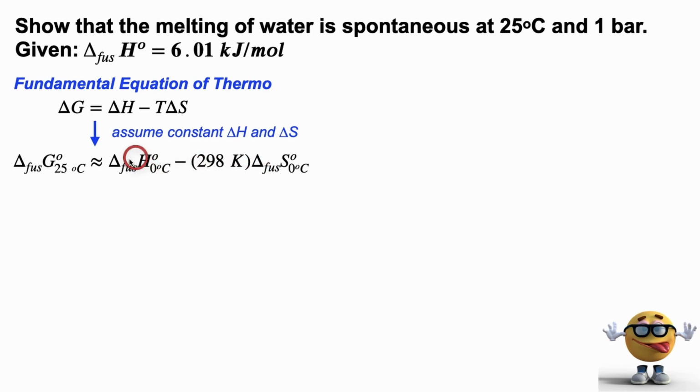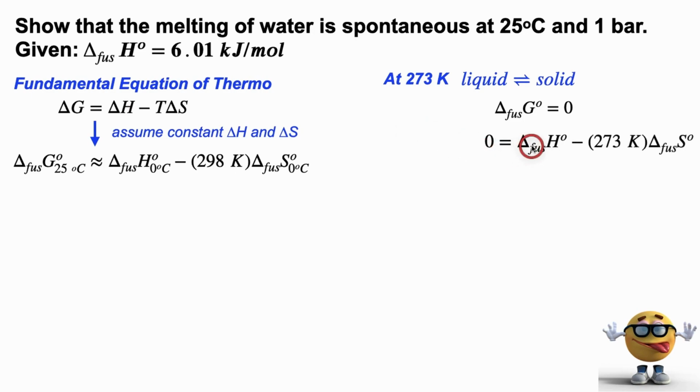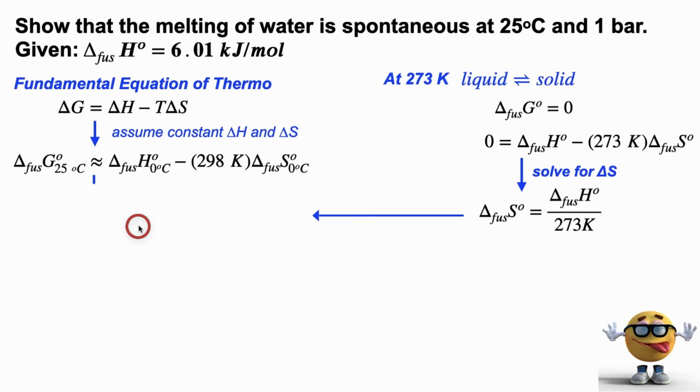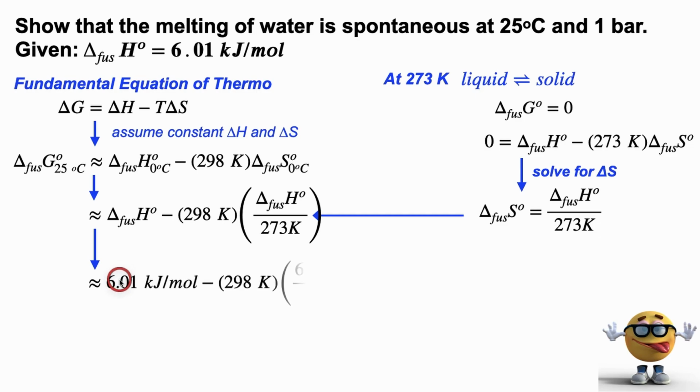Okay, now, so we need to solve for this stuff. And to get the change in entropy, we're going to use the fact that at 0 degrees Celsius, the liquid and solid phases are in equilibrium. And if they're in equilibrium, then the Gibbs energy change is 0. And if we plug that into this equation right here, we get 0 equals the change in enthalpy of melting minus the melting point, this is right here, times the change in entropy, S. If we solve for the change in entropy, we get this expression right here, which we can plug into our equation right here. And now we have everything in terms of the enthalpy. So we can plug in our values.